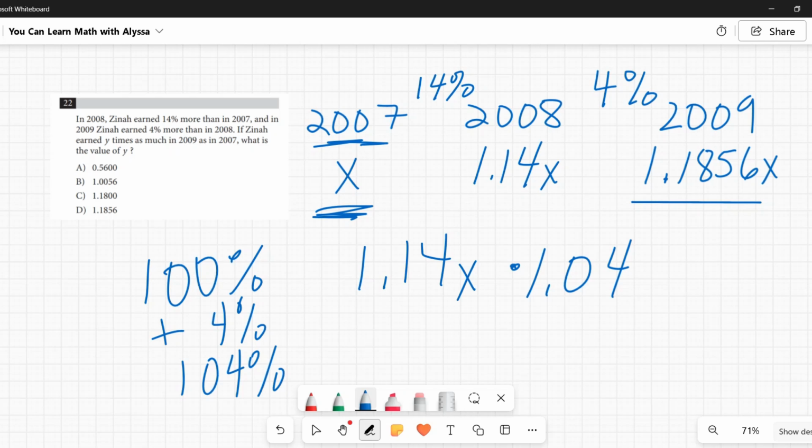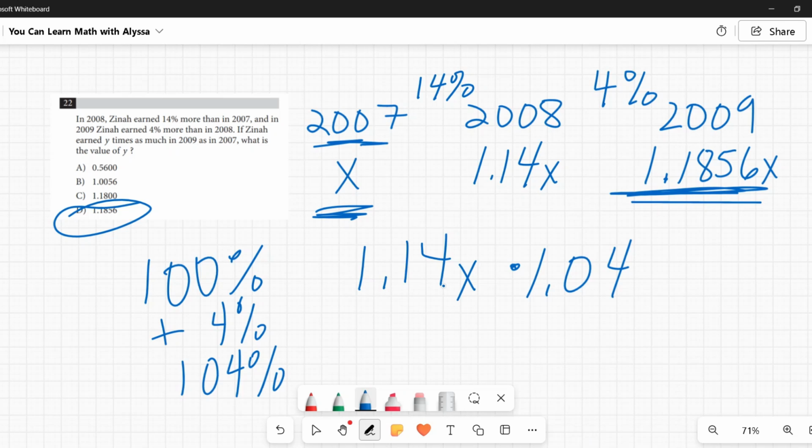And what was the question? If Zina earned y times as much in 2009 as in 2007, what is the value of y? That's probably the wonkiest line I've ever drawn. What is the value of y? It is this number right here. It's what I am multiplying x by, x this many times as much. It is 1.1856, which is D.